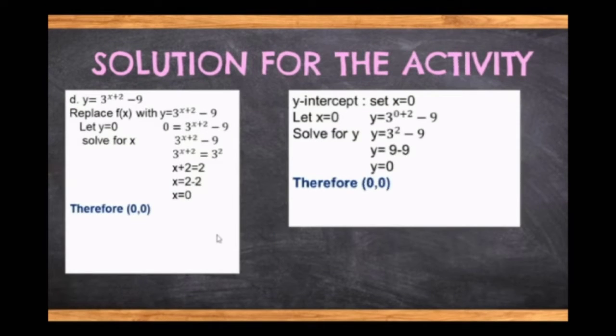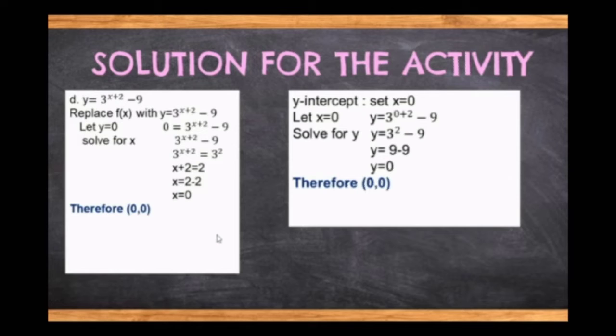In letter D, we just need to find the x and y-intercept with the given y is equal to 3 raised to x plus 2, minus 9, replacing f of x with y is equal to 3 raised to x plus 2, minus 9. Then let y is equal to 0. 0 is equal to 3 raised to x plus 2, minus 9. Then, we just need to solve for x.